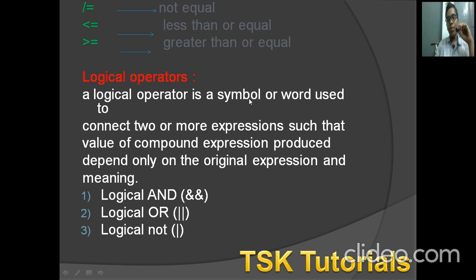A logical operator is a symbol or word used to connect two or more expressions, such that the value of the compound expression produced depends upon the original expressions and meaning. Logical operators are used to connect two or more expressions, but the output depends upon the given input to the expressions. We have given two expressions, and the output depends upon both. There are different kinds of logical operators: logical AND, logical OR, logical NOT.